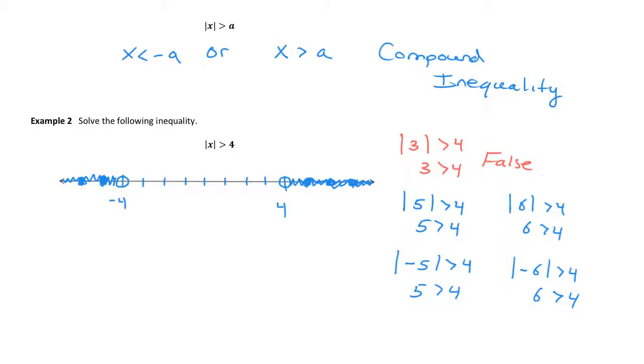And it's customary just to leave it with the word or in between, saying that it's this piece or it is this piece. Whereas in the previous one, it was just one piece in between that we broke into two separate pieces. So if you see greater than, it means two things. X is less than the negative of that number, or it's greater than the number itself.